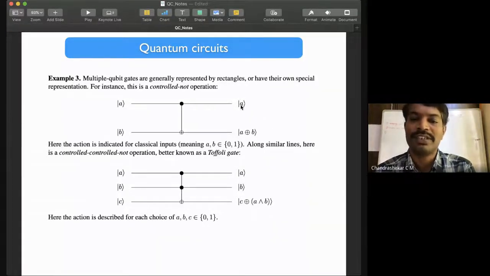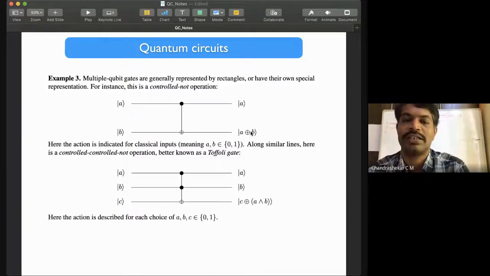But if A is 1 and then B is also 1, it flips. So you can get a flip. If this is 1, then this will be 1 and this will be 0, and that will be flipped to another state, which will be 0. So here is an action that indicates classical input A and B.